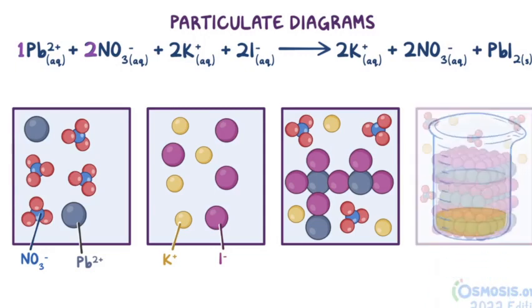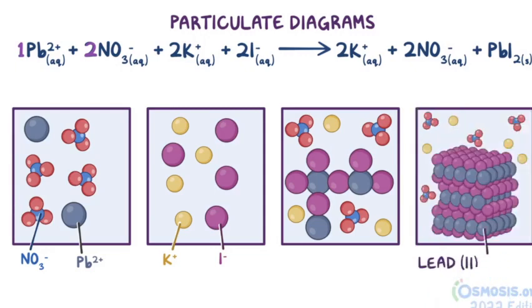When our reaction is complete, we have lead 2 iodide in a 3-dimensional crystal structure. If we look at the remaining ions in our beaker, we see that we have 4 leftover potassium 1 plus ions as well as 4 nitrate 1 minus anions. These remaining ions are the spectator ions for our reaction.